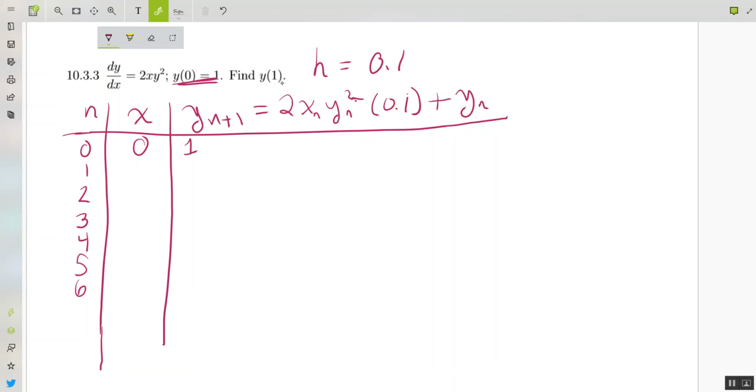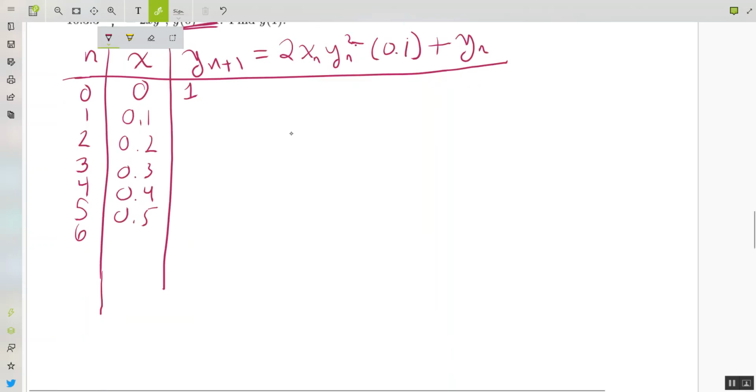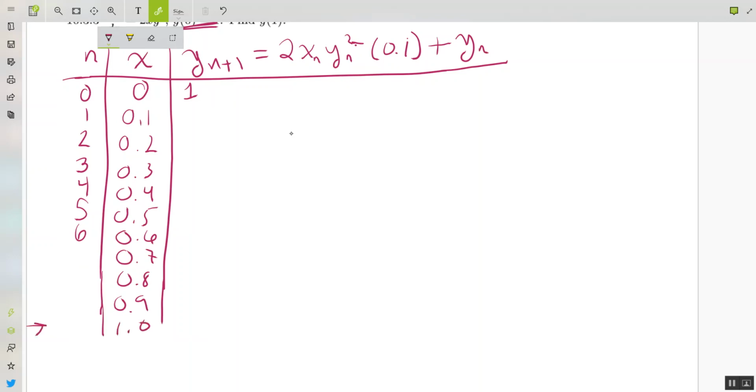Okay. So my x's, I'm going up by 0.1, so this will be 0.1, 0.2, 0.3, 0.4, 0.5. Getting bored already. Hopefully you are too. 6. Why did I write that there? 7, 8, 9, and then the 10th one will be where I hit 1. That's the one I was trying to estimate. So 10 steps. Who doesn't want to do 10 steps?